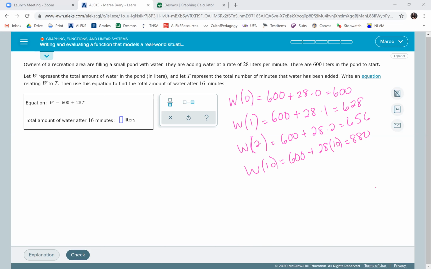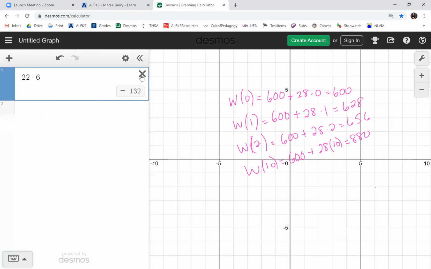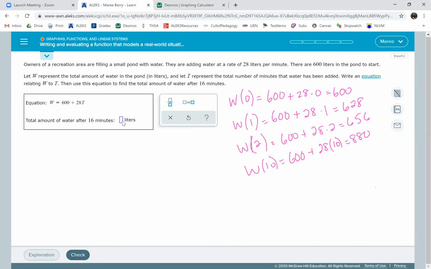Okay, so after 16 minutes, we're going to have to do 28 times 16 and then add 600. So 1,048 liters is how much is going to be in there.